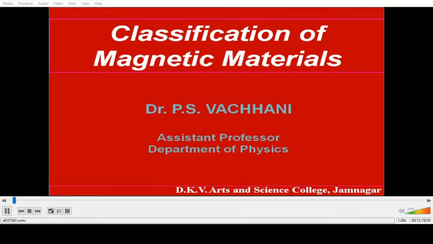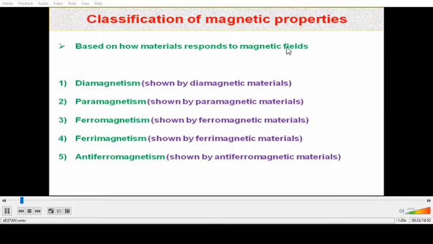Today, we will see the different types of magnetic materials, depending on how the material responds when one keeps it in an applied magnetic field H. So, the classification of magnetic properties of a material: depending on the response of the material to a magnetic field, there are 5 types of magnetic materials.